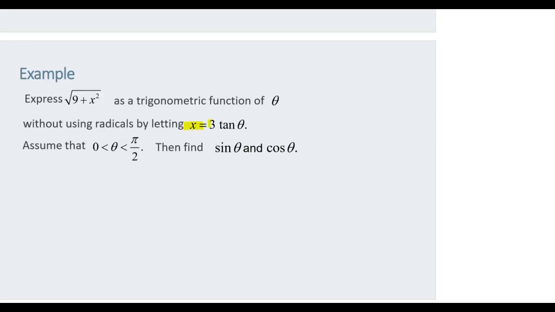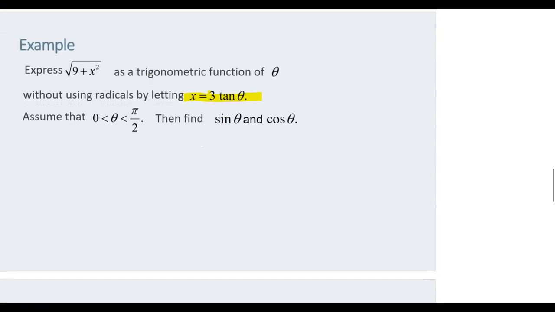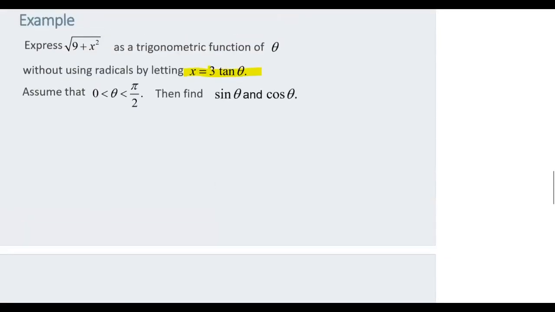So in this case, we're going to make x equal to 3 times tangent theta. There are rules that we use to determine what they're going to be. We'll talk about that later. So let's start by looking at the expression that we're given. We have 9 plus x squared, square root of the whole thing. And instead of x, I'm going to put in its place 3 tangent theta, and that's going to be squared. I'm putting that instead of x.